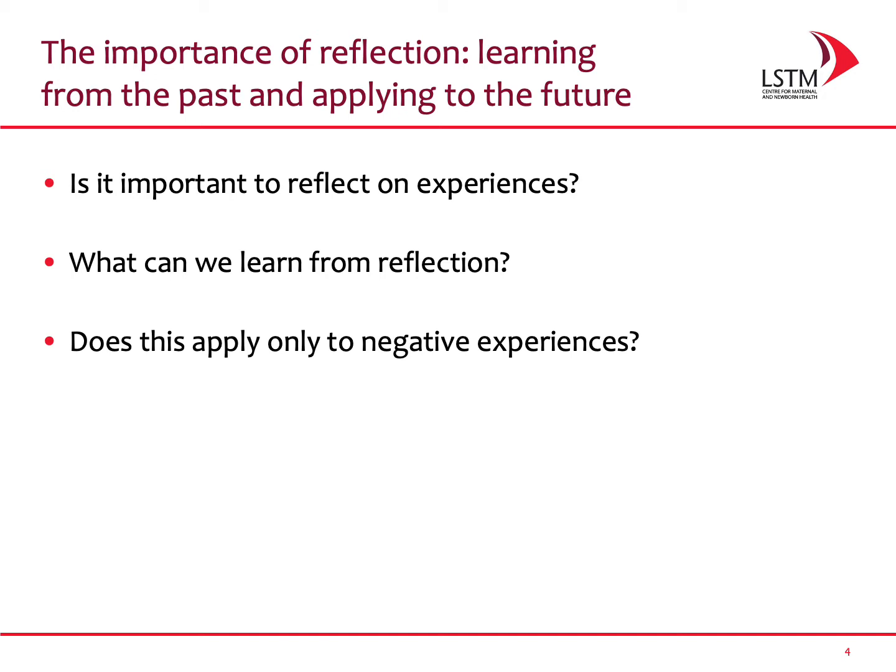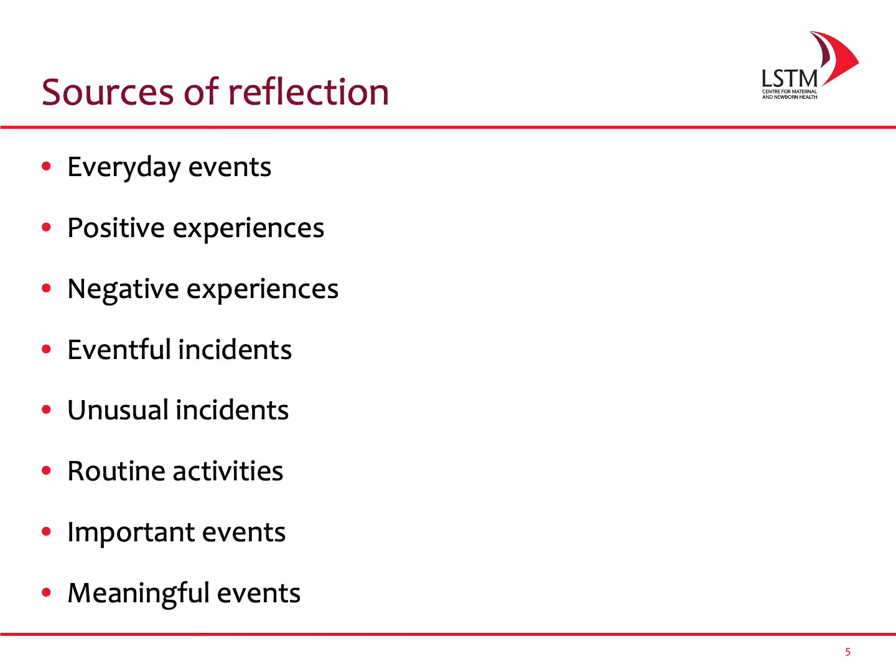So, what are our sources of reflection? What do we reflect about? Well, we can reflect about things that happen every day, things that are routine, and we can consider those routines. We can think about positive experiences, so thinking about things that went really well and considering what it was about them that made them so positive, as well as thinking about less positive experiences and thinking about what it was that maybe could have been done differently. Negative experiences and eventful incidents.